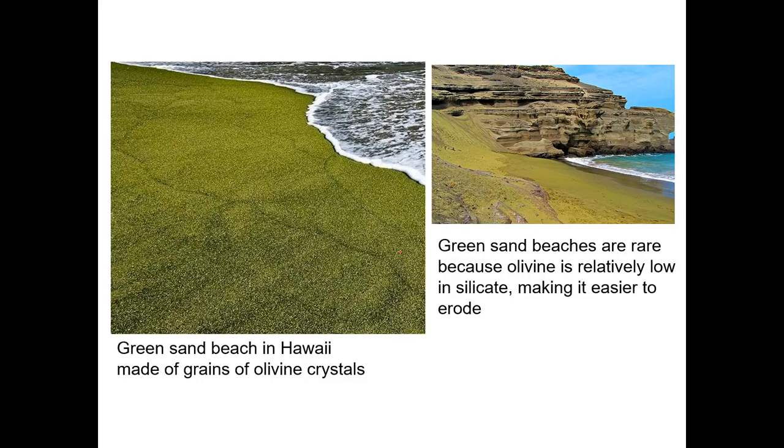There are such things as olivine beaches. These are green sand beaches in Hawaii. Okay, they're very rare. I mean, you look at this and you're like, whoa, that's weird. And the reason it looks weird to you is because it's very, very rare to ever see a green sand beach, because olivine usually gets eroded and destroyed very easily. Why? It's because the silicate molecules are not interconnected. Okay, they're weak. It's a weak mineral. It breaks down easily.